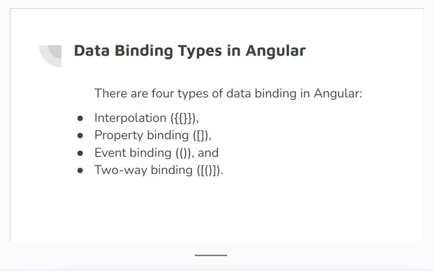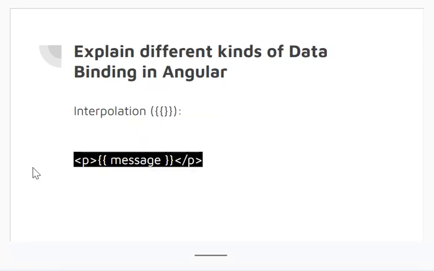So first of all is interpolation. Interpolation is written like this. You have your variable like this inside these double curly brackets on the HTML page of your application. And this is a one-way data binding technique. In interpolation, you go from the model to the view. Like for example, any of the properties defined in your component is going to be displayed on the view, on the HTML page.